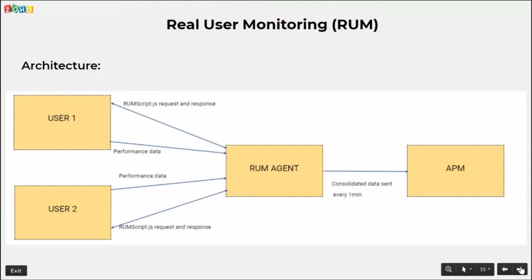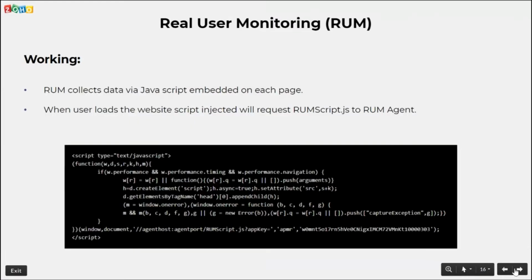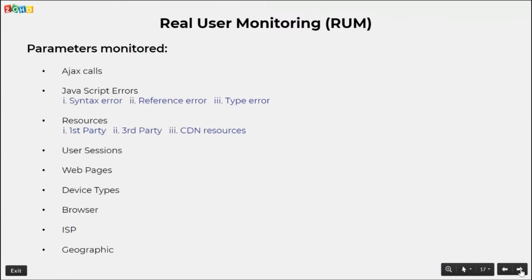Coming to the script, it looks like this, where you will be asked to replace the agent host and port. This is a script that you will be inserting in the header or the footer of the HTML code, in a static element of your web page. These are some of the parameters that we monitor in Applications Manager.